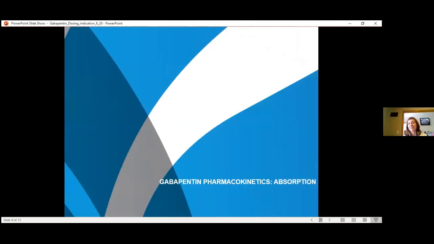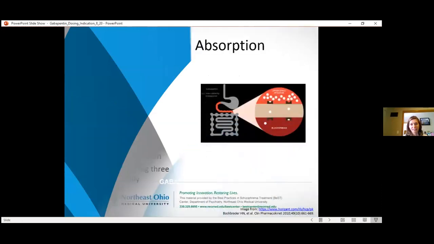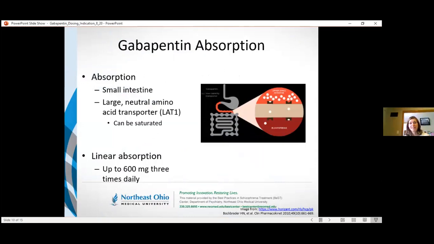And I think adding to the confusion, there are some issues related to its absorption that makes it a little bit trickier. So gabapentin itself, as I had mentioned, is an amino acid. So when we eat proteins, we have amino acid transporters in our small intestine that help us absorb those amino acids. That's how gabapentin gets absorbed. It's absorbed primarily in the small intestine, and it uses what's called the large neutral amino acid transporter. The problem with this transporter is that there aren't a lot of them, and they can be saturated.